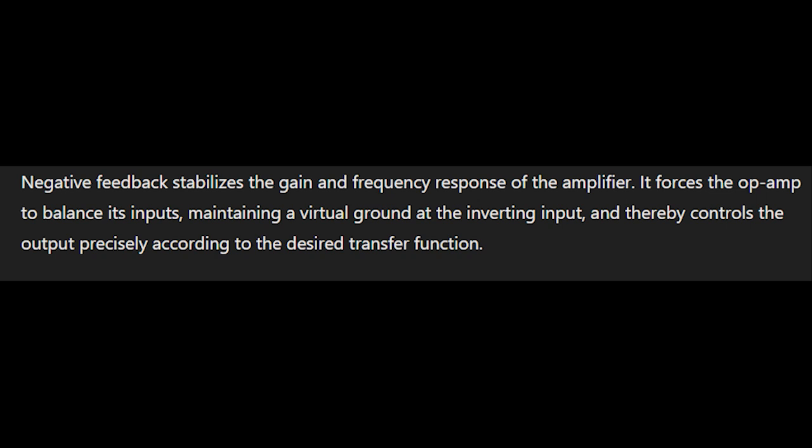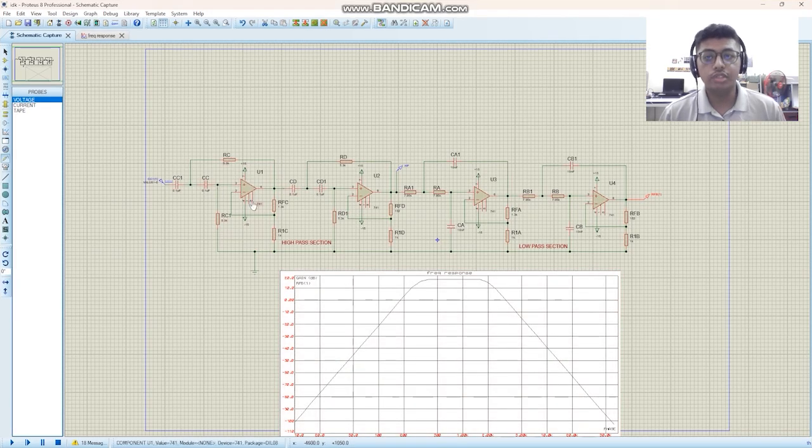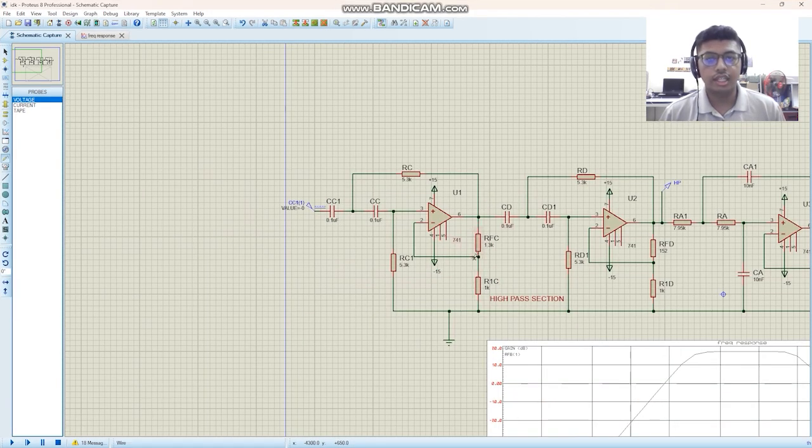The negative feedback stabilizes the gain and frequency response of the amplifier. It forces the operational amplifier to balance its input, maintaining a virtual ground at the inverting input, and thereby controls the output precisely according to the desired transfer function. So that's why we use these two resistors connected to pin number 2. And the rest we just ground, to make the circuit complete.